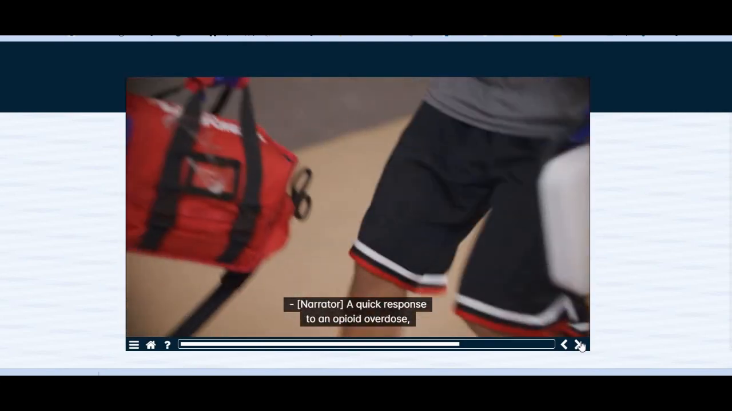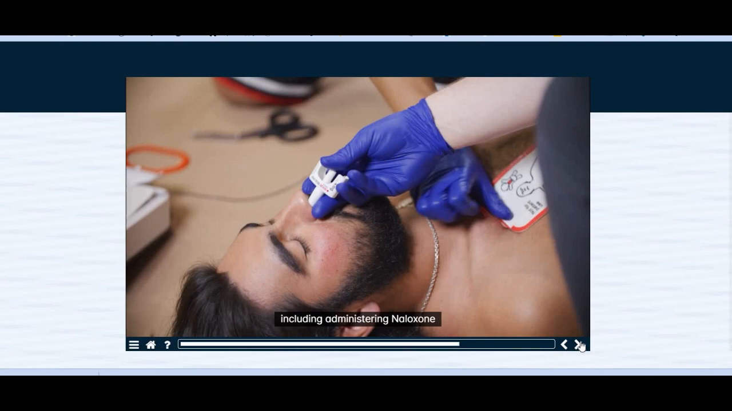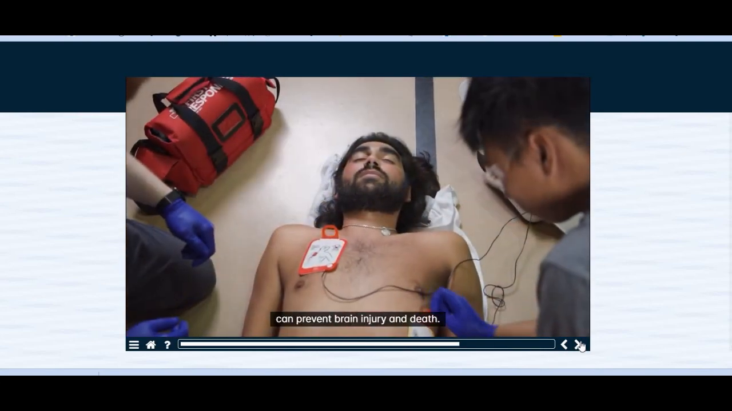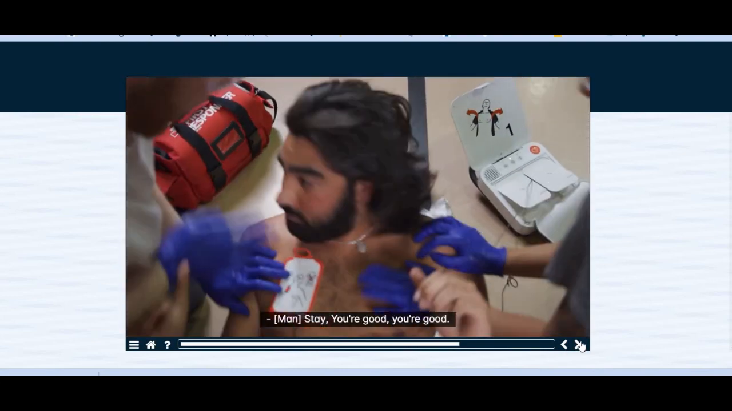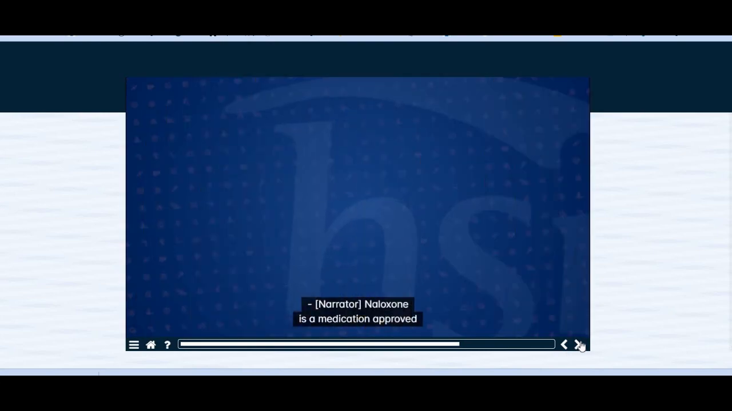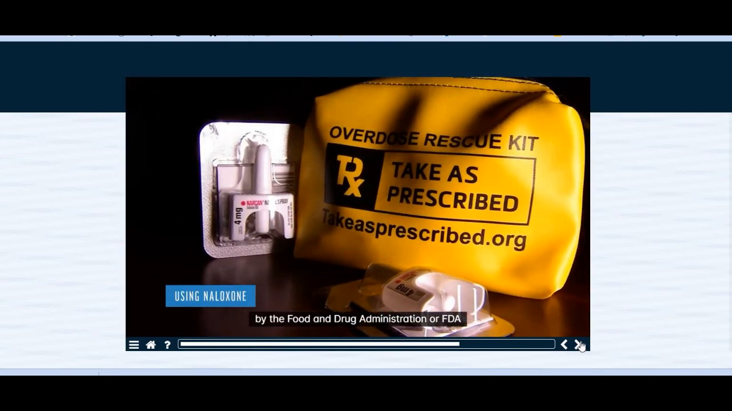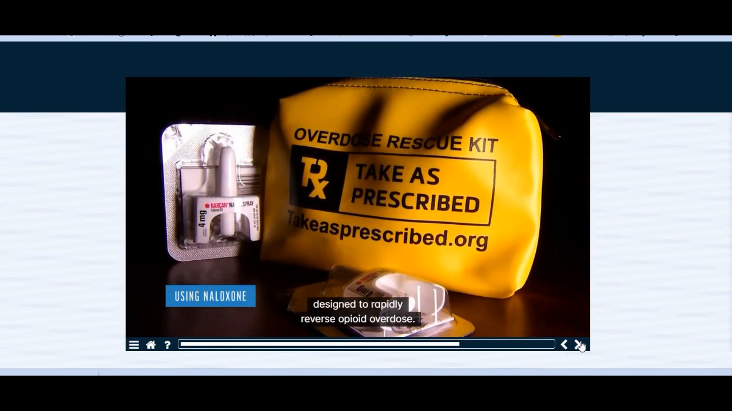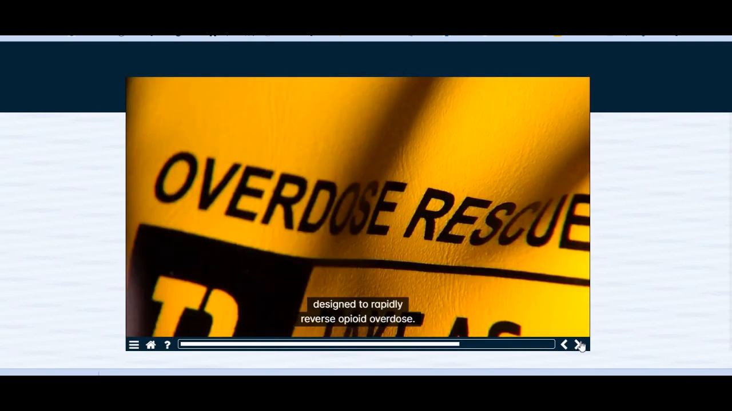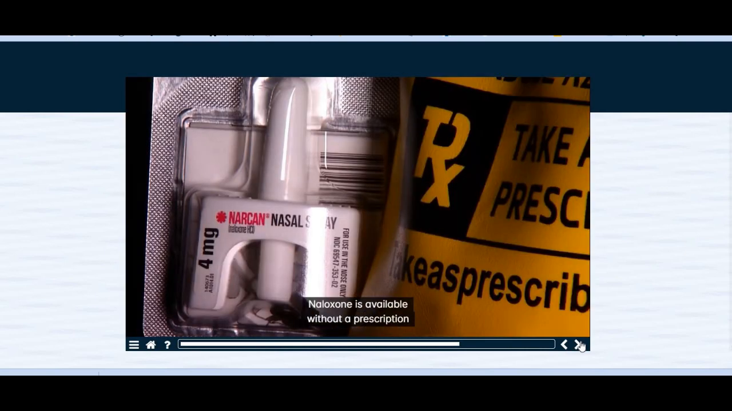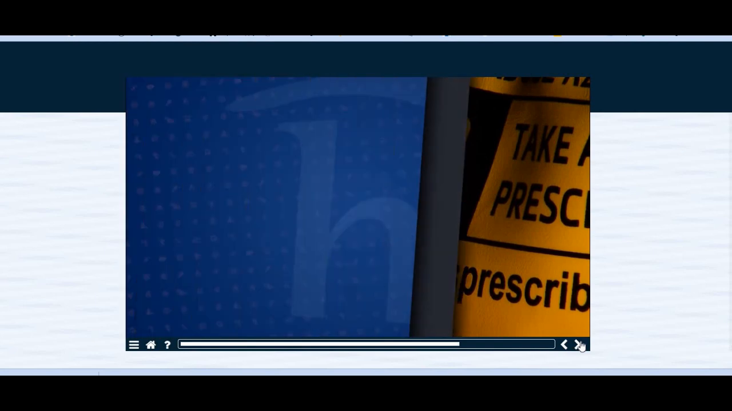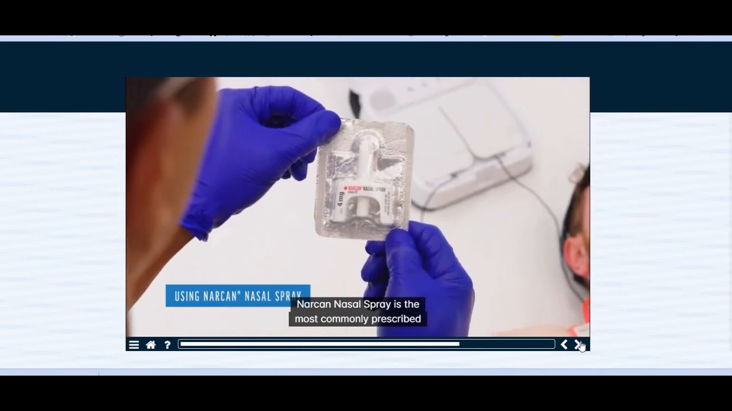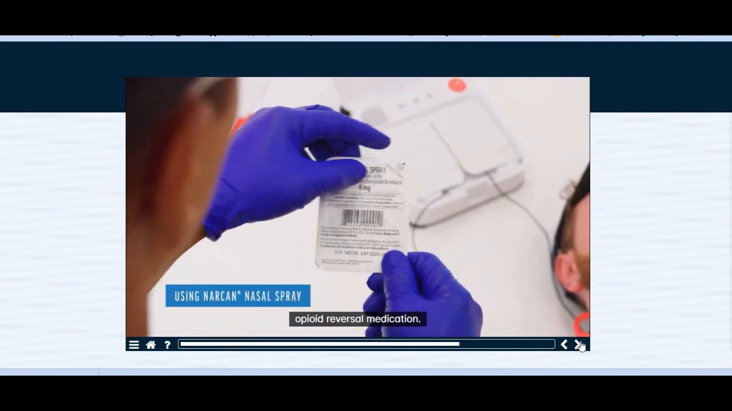A quick response to an opioid overdose, including administering naloxone, can prevent brain injury and death. Naloxone is a medication approved by the Food and Drug Administration, or FDA, designed to rapidly reverse opioid overdose. Naloxone is available without a prescription in all U.S. states, the District of Columbia, and Puerto Rico. Narcan nasal spray is the most commonly prescribed opioid reversal medication.